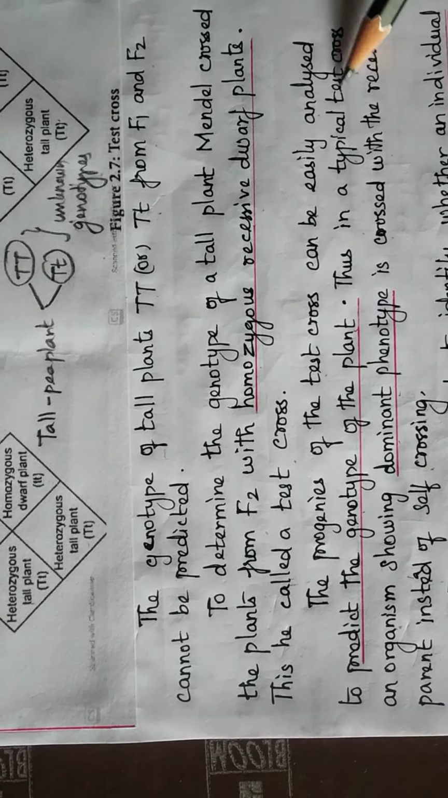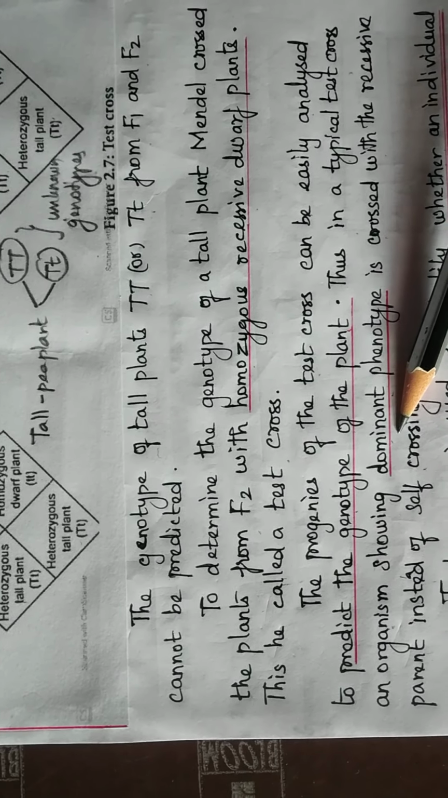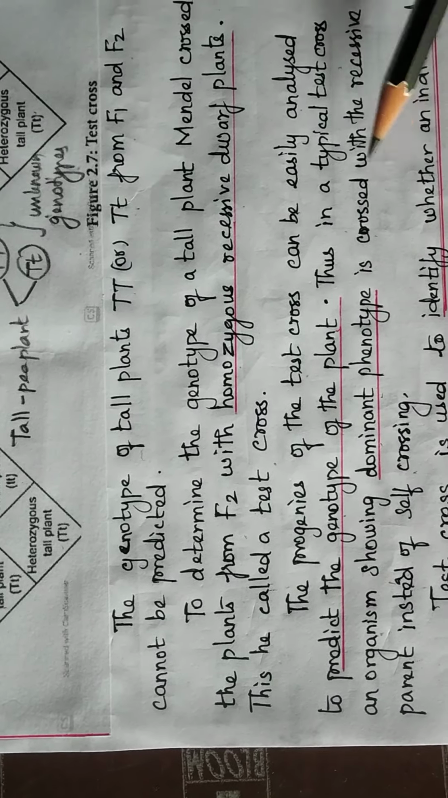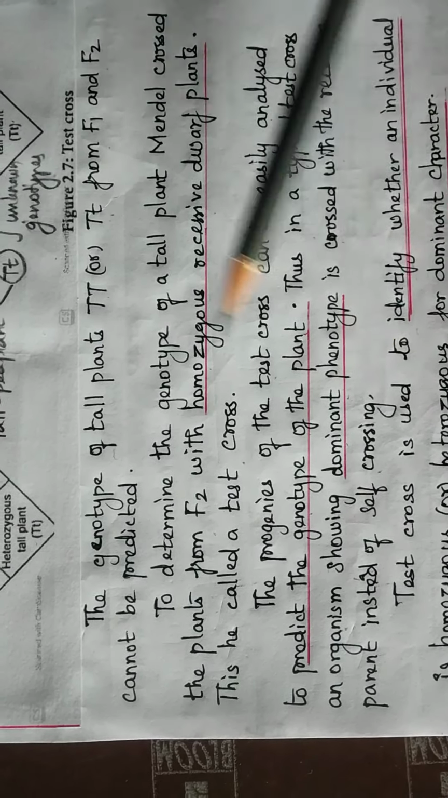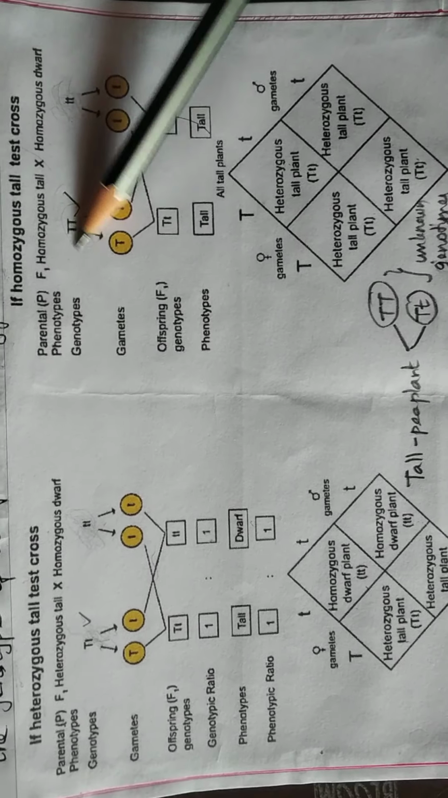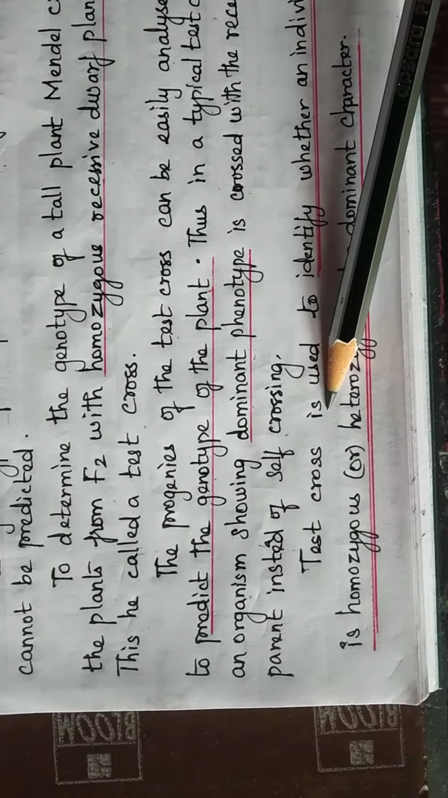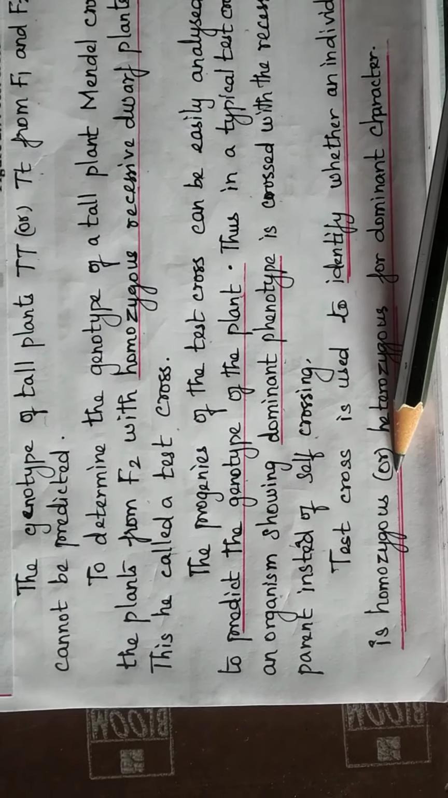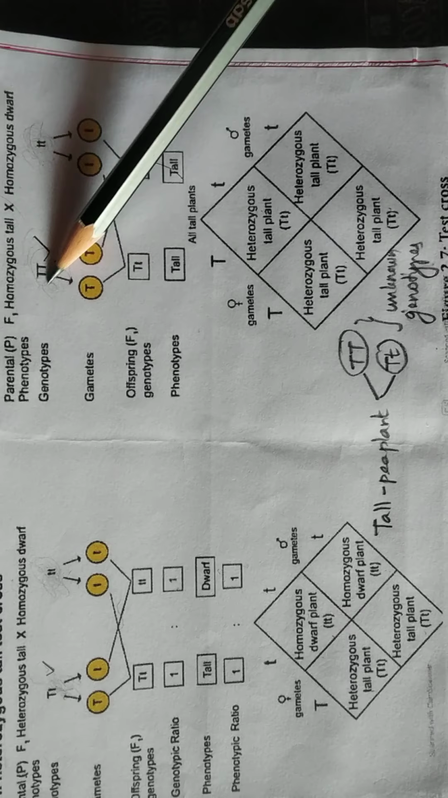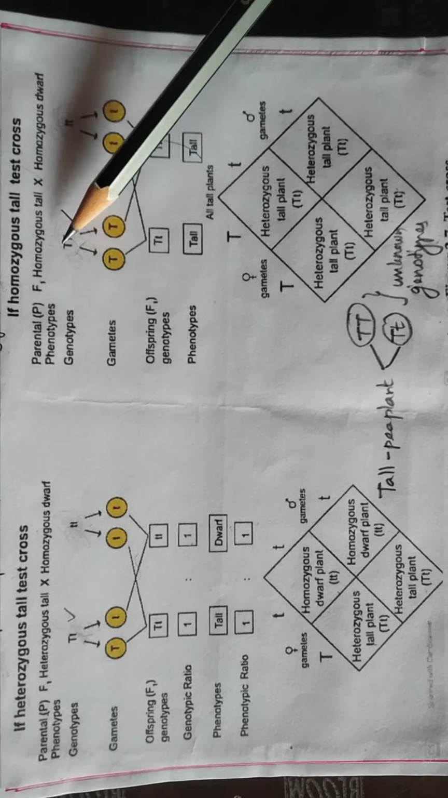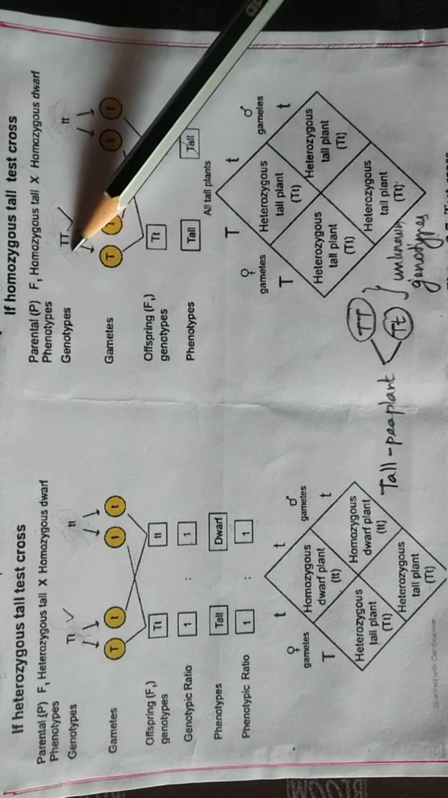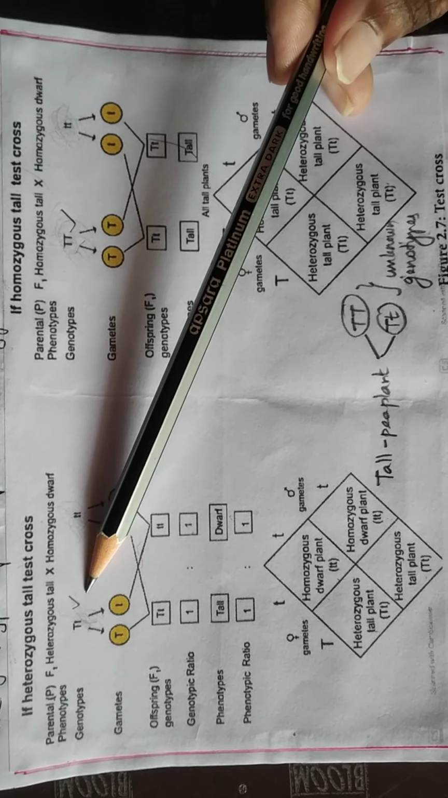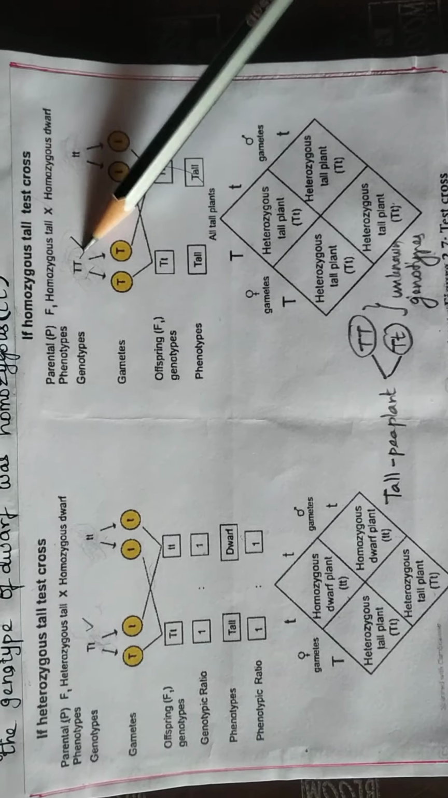Thus, in a typical test cross, an organism showing the dominant phenotype is crossed with the recessive parent instead of self crossing. The dominant phenotype is easily known. Test cross is used to identify whether an individual is homozygous or heterozygous. By crossing with the recessive parent, the genotype can be easily identified, whether an individual is in the homozygous or heterozygous condition for the dominant character.